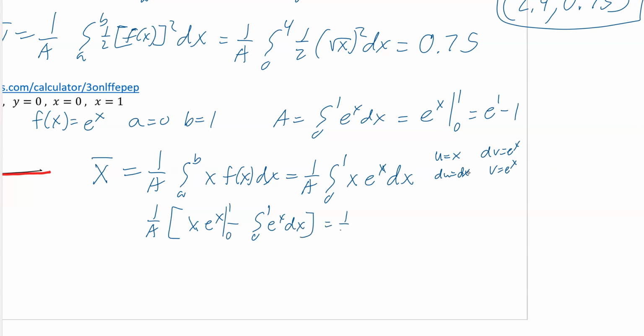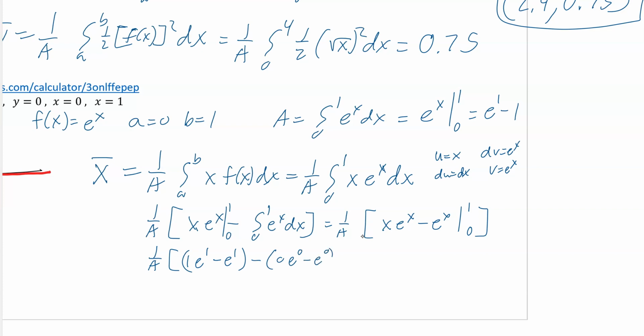And then this is 1 over a, and then it's x e to the x minus e to the x, from 1 to 0. All right, so now all we have to do is plug in 1 and then the 0. So we plug in 1 over a. We're not going to plug that in, we're just going to write it. And then we get 1 e to the 1 minus e to the 1. That's our first one. Minus 0 e to the 0 minus e to the 0.